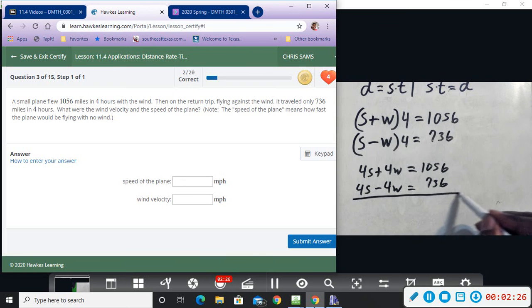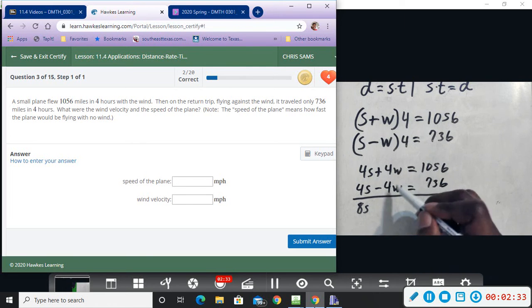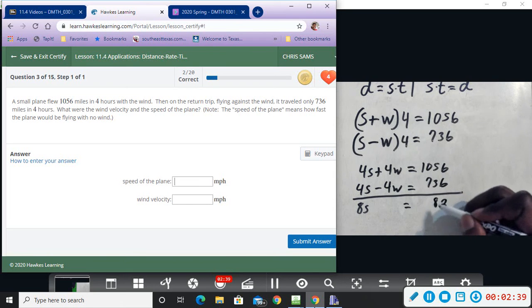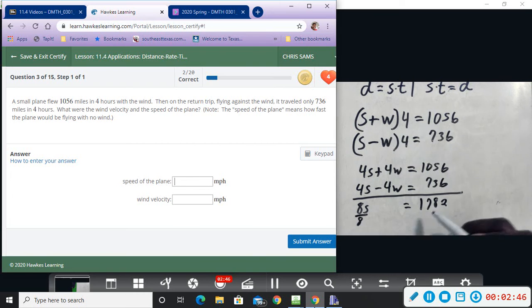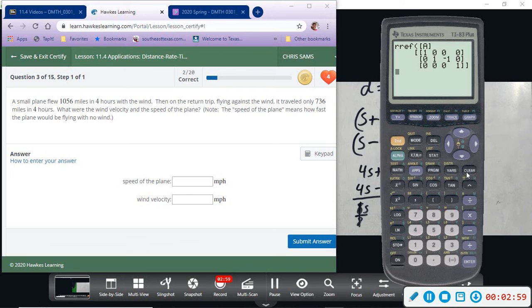So we're just going to add these 2 equations up. That gives me 8S. W, wind gets eliminated. And then here, 2, 8, 7. So 1782. Divide by 8. And that leaves us with S equals, and let's find out what 1782 divided by 8 is. So 1782 divided by 8. Alright, so we get 222.75.